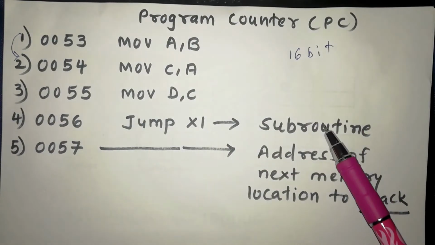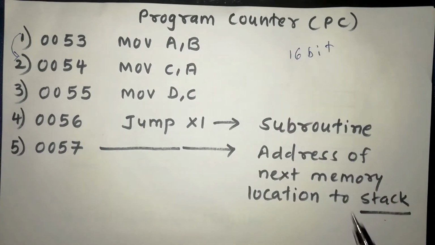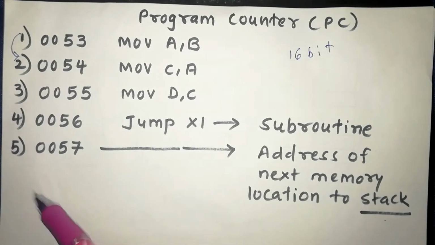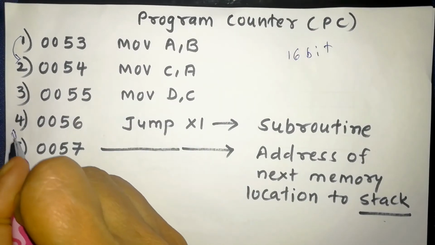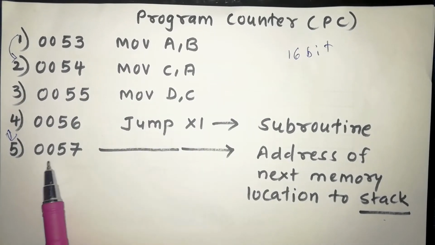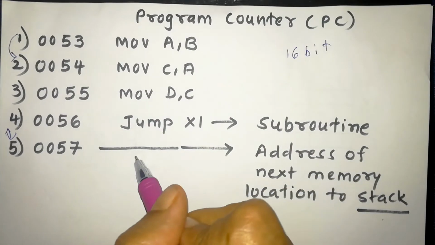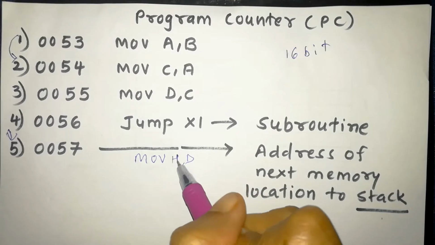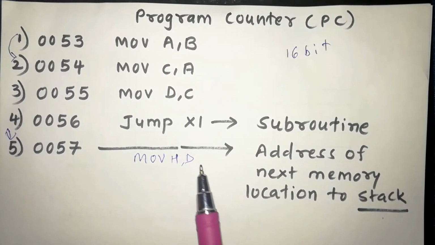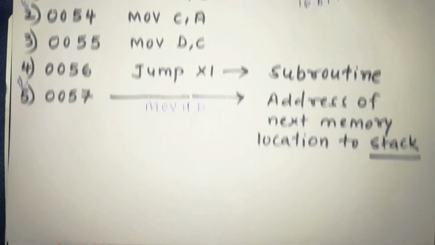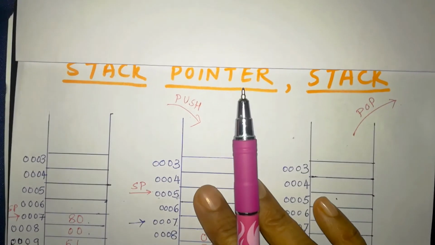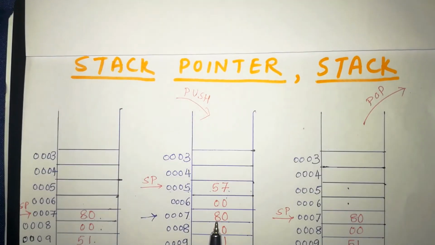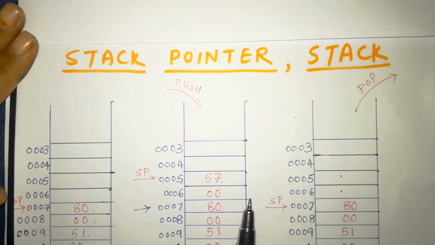After completion of this subroutine, again the program counter will come to stack, take the stored address and will come to the program here, next step, and will perform the instruction whatever the instruction is stored here. For example, move h, d. Now what will program counter do? It will come to stack and will store the address of that next memory location into the stack.